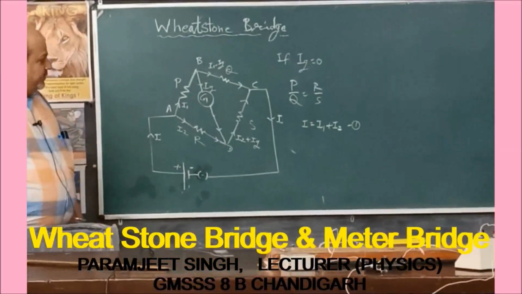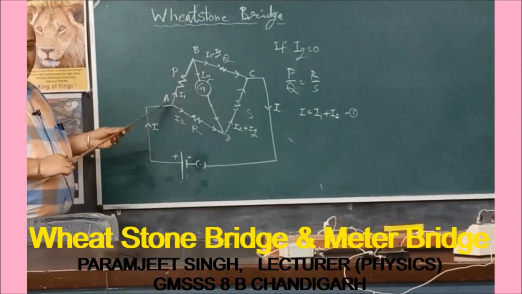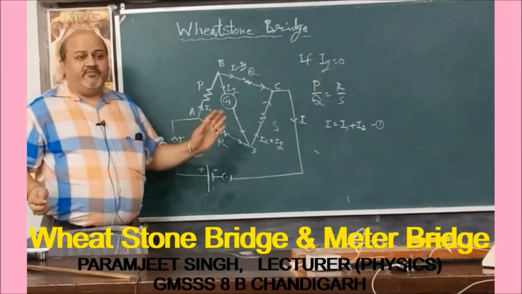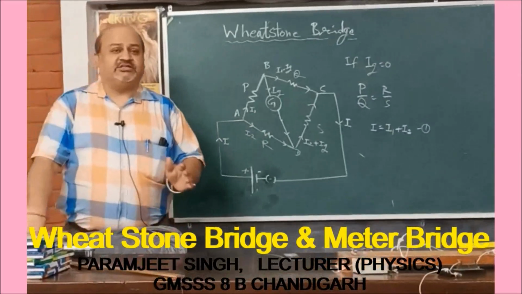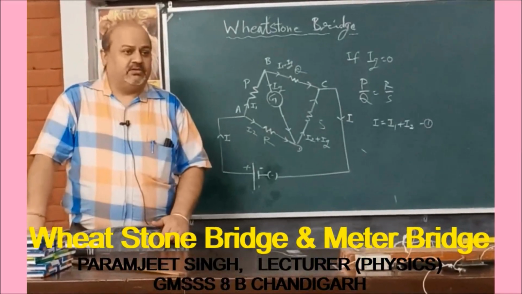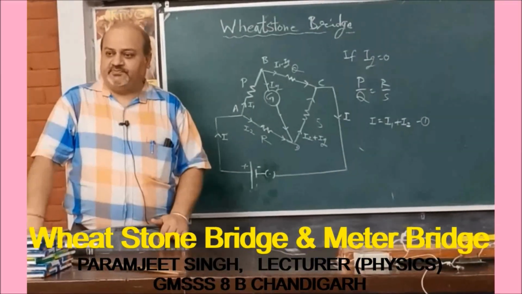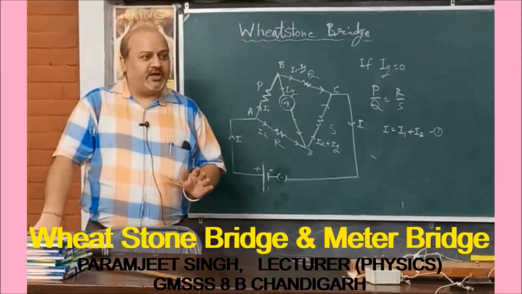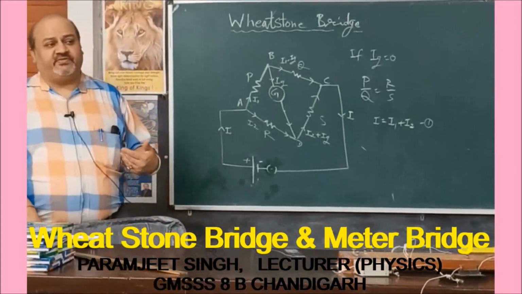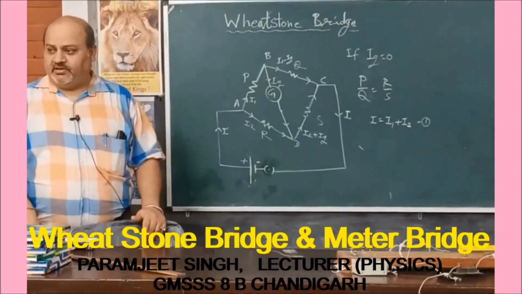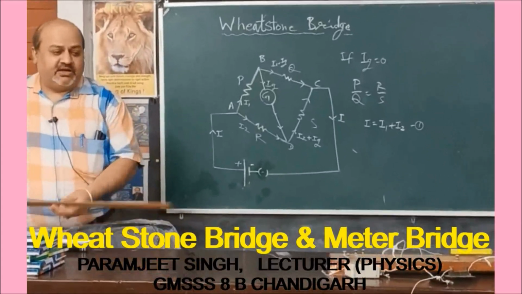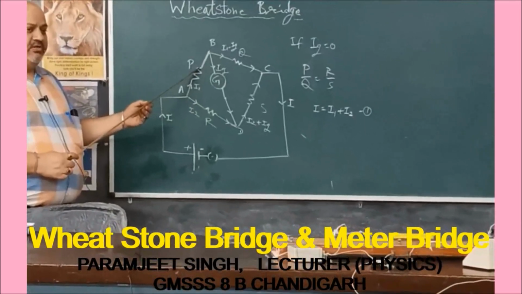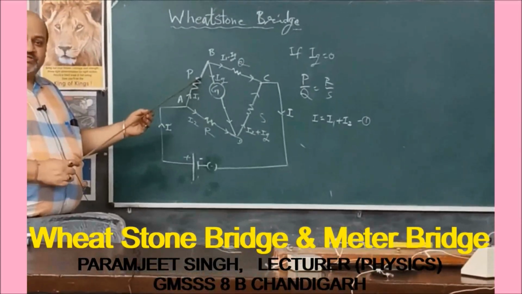Now select this loop: A, B, D, A. If we take the product of I and the corresponding resistance, we take this sign convention: the product of I and R is positive if it is in the direction of current. If we are tracing the circuit in the direction of current, then the product of current and corresponding resistance will be positive.